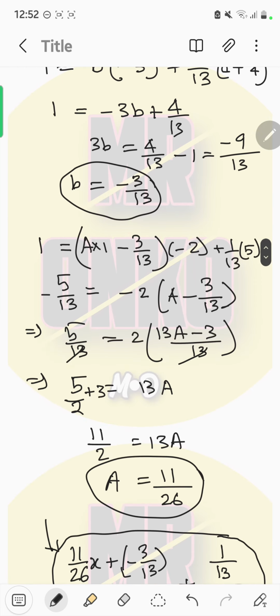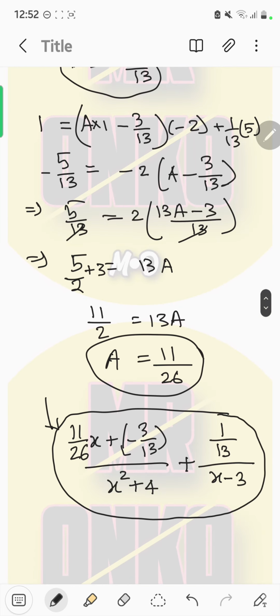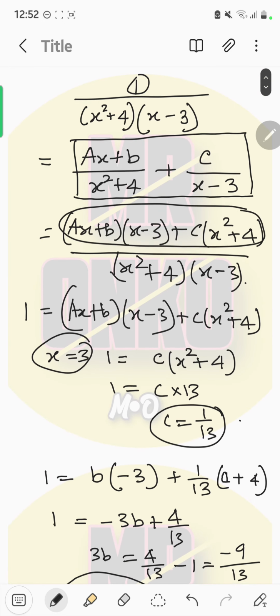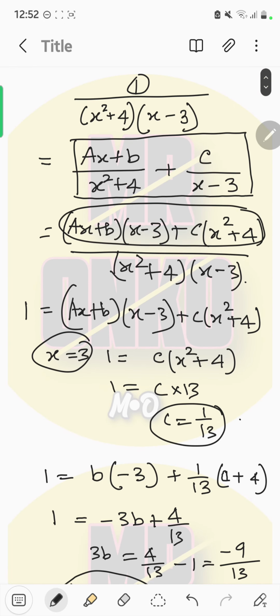This is the actual method of partial fraction. Observe it carefully and apply these tricks.